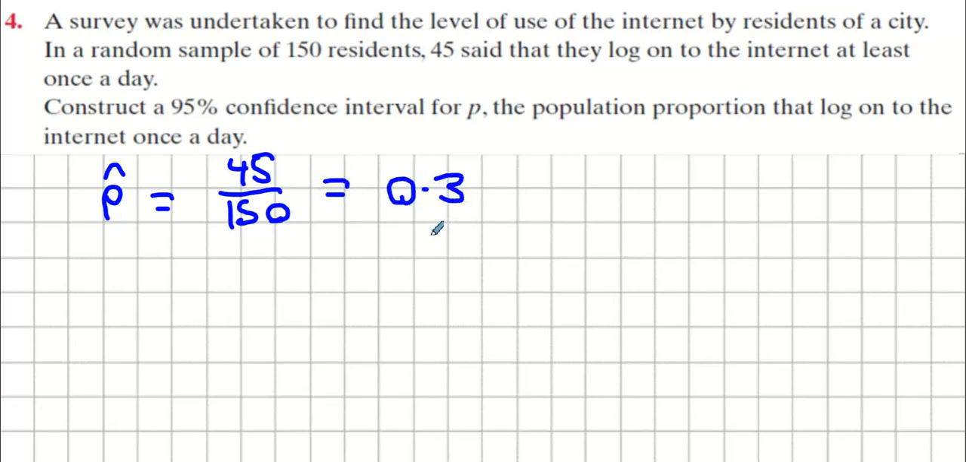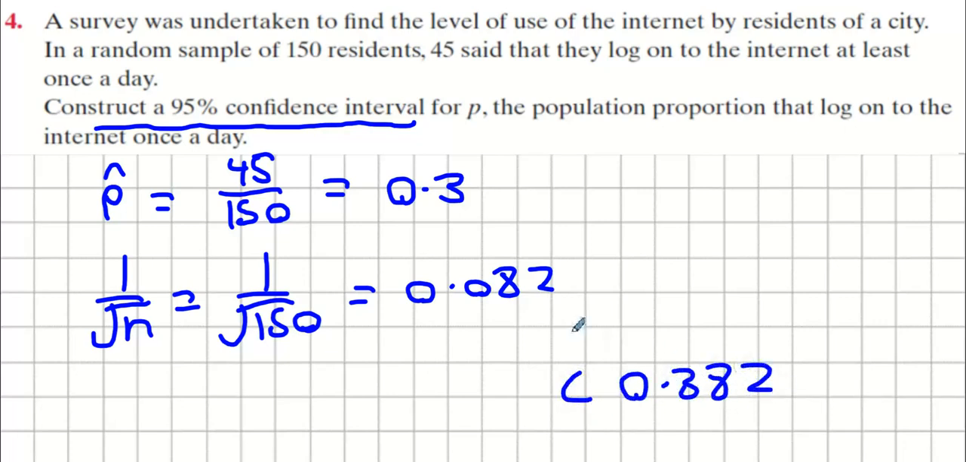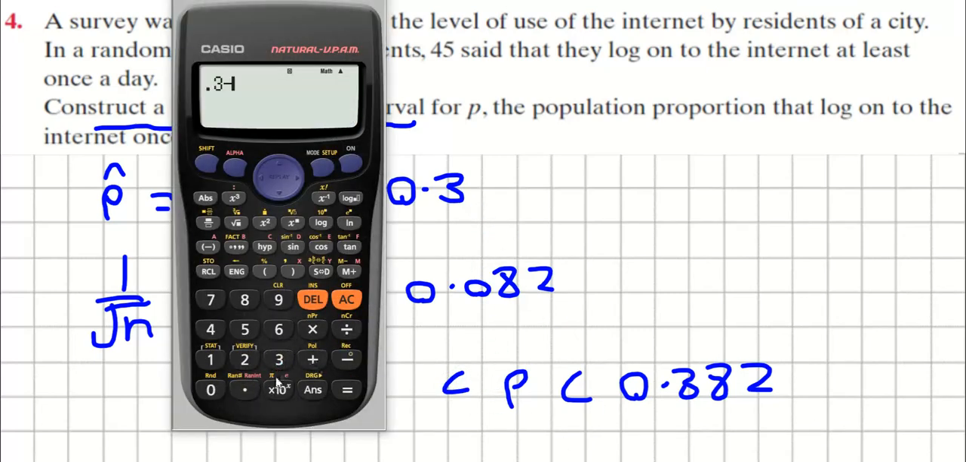Okay. The next thing I'm going to do is the error, which is 1 over root n, which is 1 over the square root of 150, which is actually 0.082. And then I have to construct a 95% confidence interval, so that means I'm going to add it on and take it away. So it's going to be 0.382. And then when I take it away, it's 0.3 take away 0.082, which is 0.218.